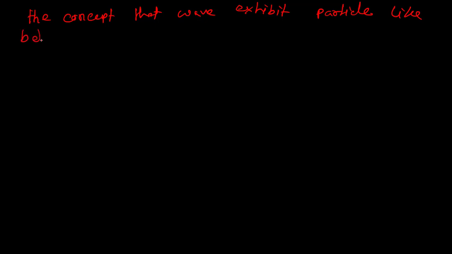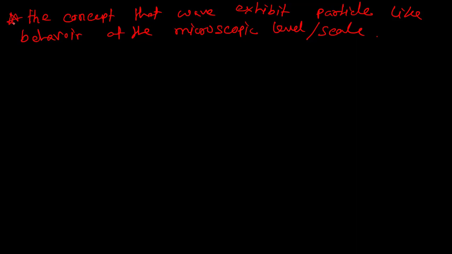Now, what is the summary till now? The concept that waves exhibit particle-like behavior at the microscopic level or scale. This is the main point. This is the history, and after this history, why does quantum mechanics come forward? Because waves exhibit particle-like behavior at the microscopic level, which is undescribable by our classical theory or classical physics.